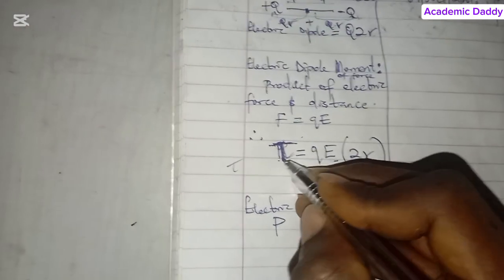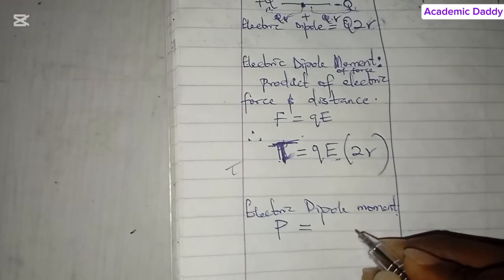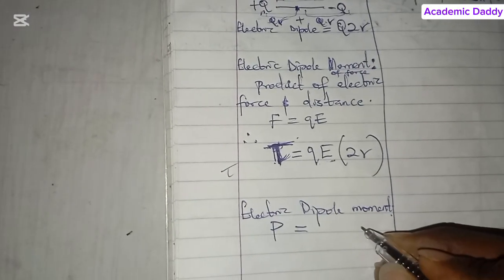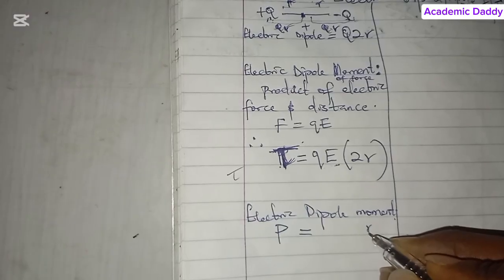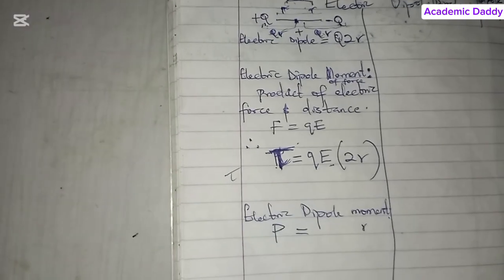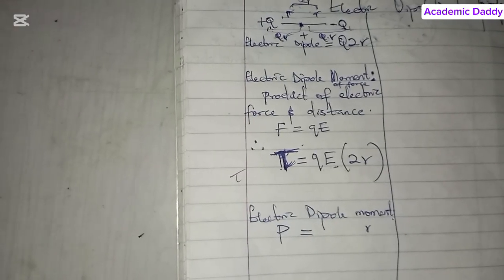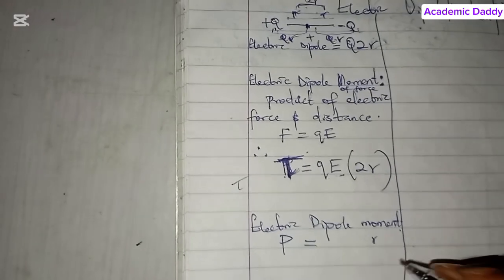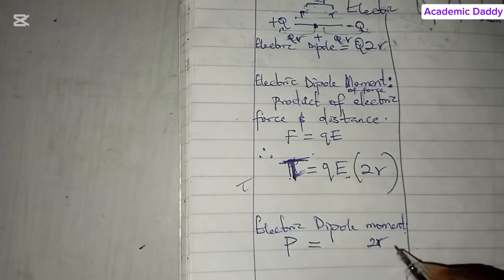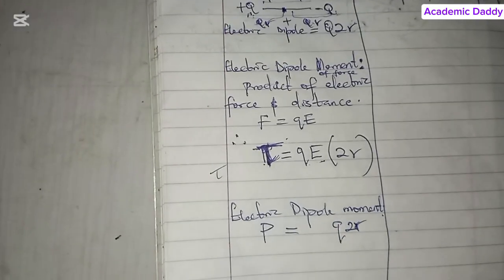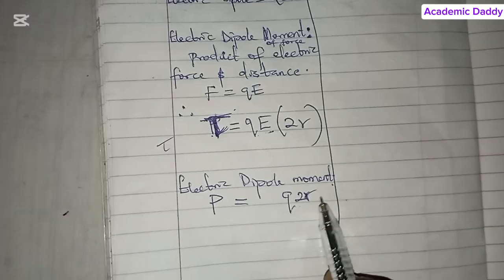So the torque is force and perpendicular distance, and the perpendicular distance is simply R. Since what we are talking about is not moment of force but rather moment, and moment is simply the product of distance and anything, the distance we have here is 2R. Remember, we are talking about electric, so charge Q. So the electric dipole moment is simply Q times 2R.